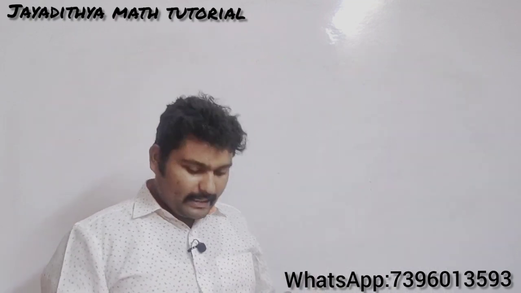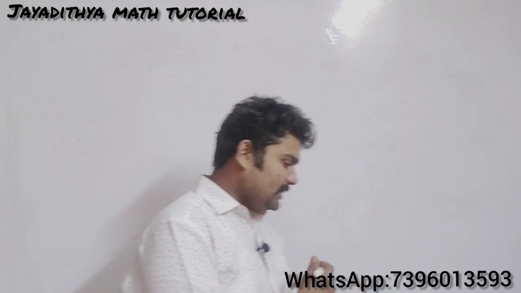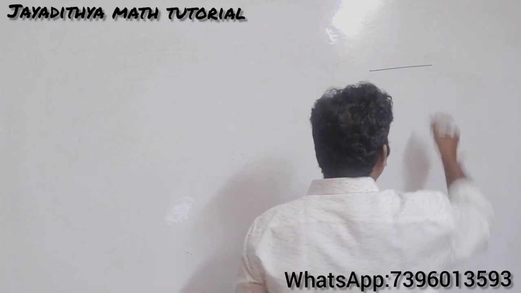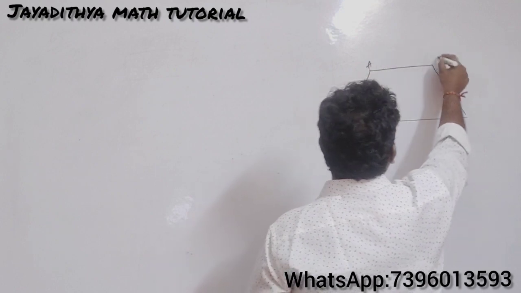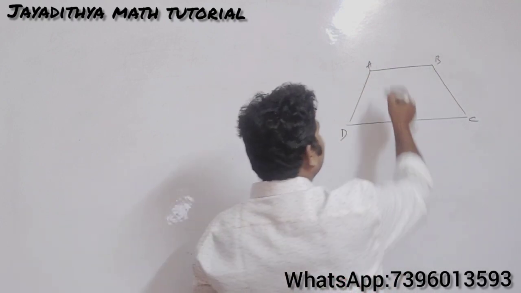Let us discuss example 4, which is also very important. This problem is just like the reverse of the previous case. In trapezium ABCD, he has given ABCD as a trapezium where AB is parallel to DC.